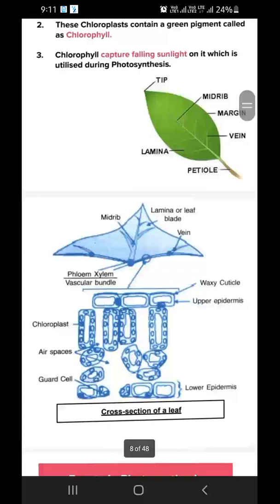Okay, so here you can see the cross section of a leaf. In this we can see the phloem, xylem, vascular bundle, waxy cuticle, upper epidermis, lower epidermis, guard cells, air space, chloroplast, midrib, lamina and vein.